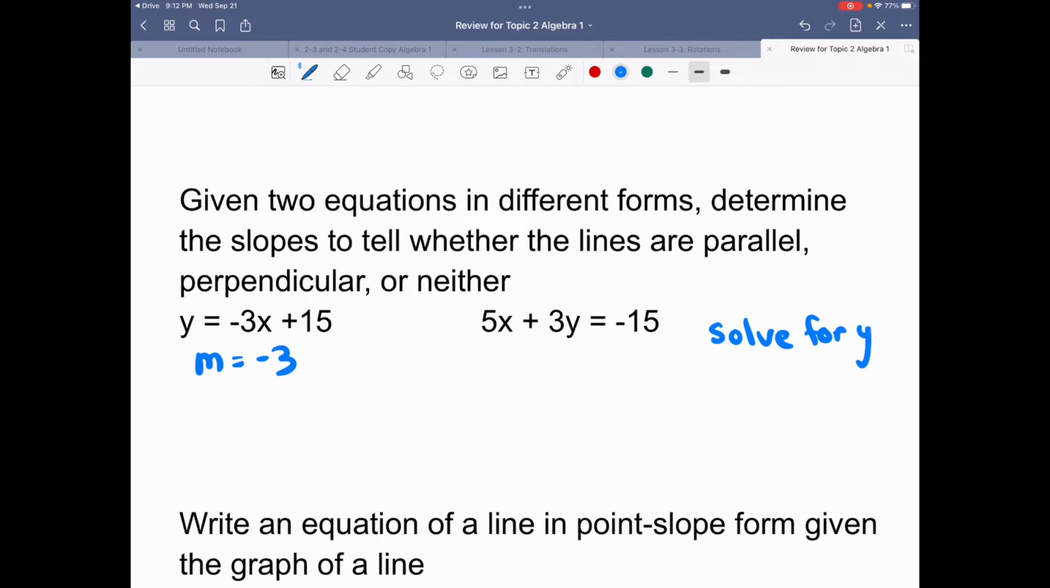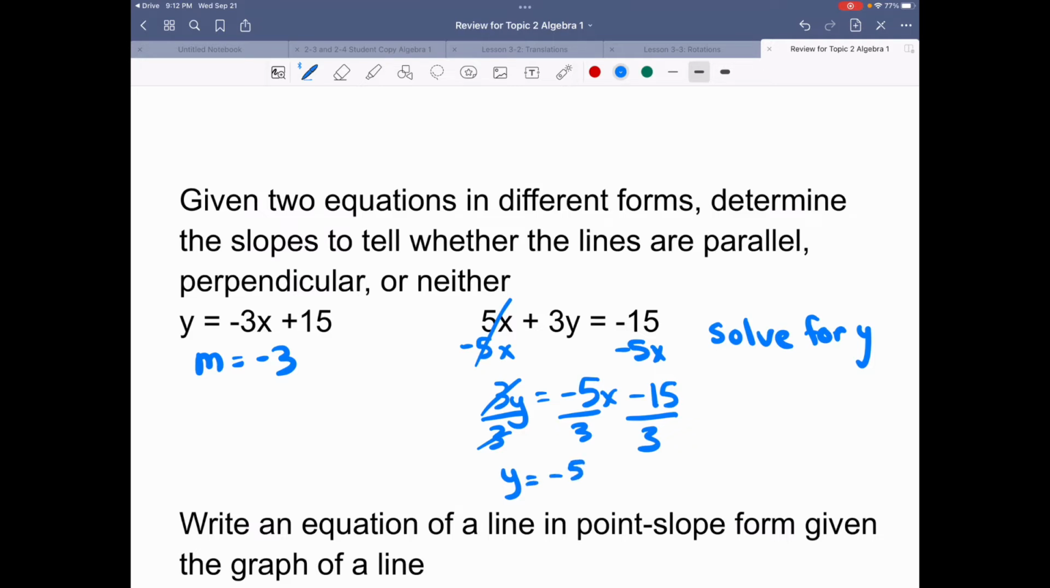So to solve for y, I'm going to subtract 5x, and that cancels, so we have 3y equals negative 5x minus 15. Then I'm going to divide by 3, and the 3's cancel, so y equals negative 5/3 x minus 5. The slope of this equation is m equals negative 5/3.